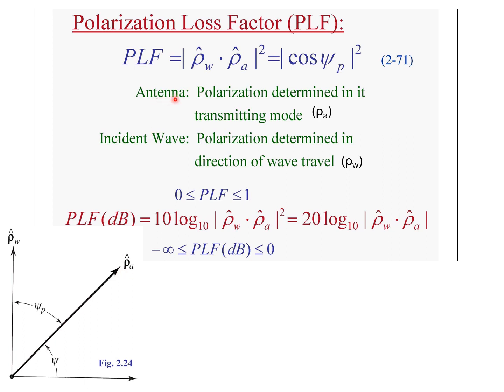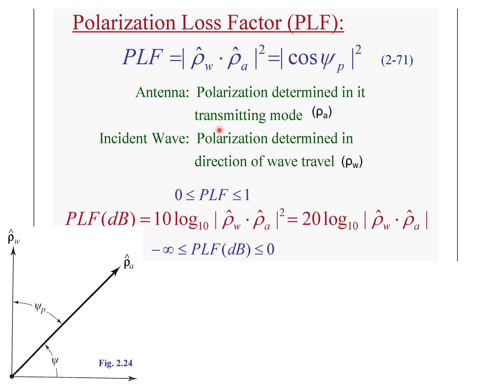In order to find the polarization loss factor, the antenna polarization is determined in its transmitting mode, given by rho a, and the polarization of the incident wave is determined in the direction of wave travel, that is rho w. So the polarization loss factor can vary from 0 to 1. It will be 1 if the unit vectors are the same. If the polarization of the wave and the antenna is the same, then the polarization loss factor will be 1 because the dot product of similar unit vectors is 1. So there will be no losses due to polarization mismatch.